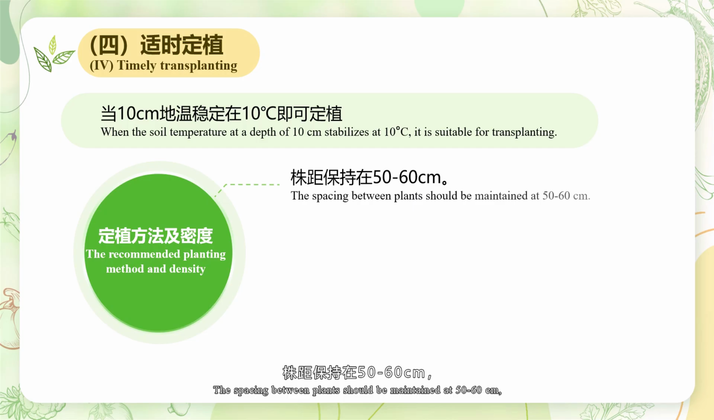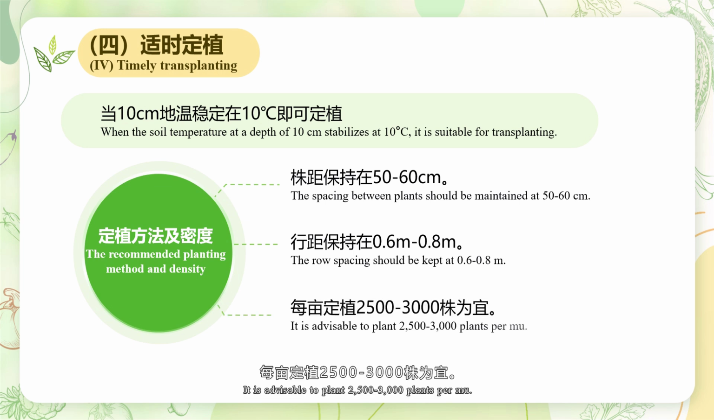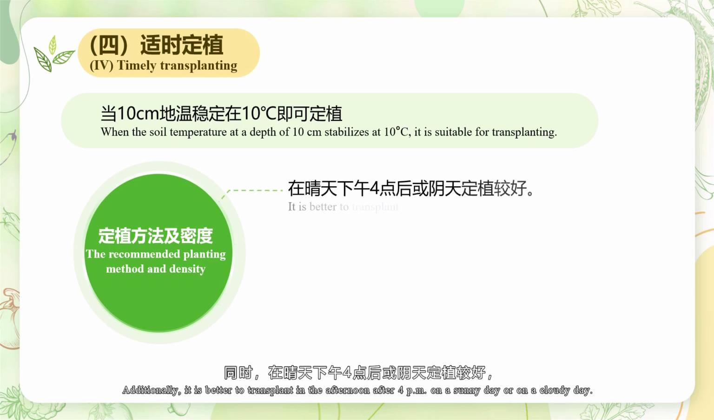The spacing between plants should be maintained at 50 to 60 centimeters, and the row spacing should be kept at 0.6 to 0.8 meters. It is advisable to plant 2,500 to 3,000 plants per mu. Additionally, it is better to transplant in the afternoon after 4 p.m. on a sunny day or on a cloudy day.